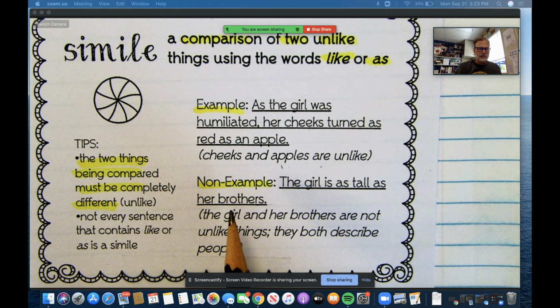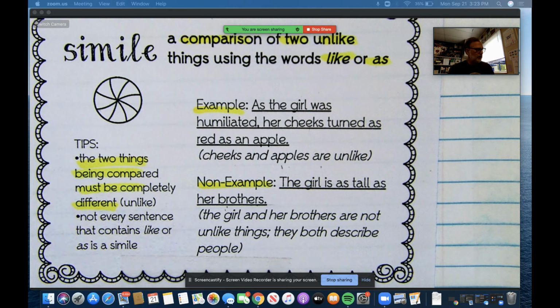Now, a non-example is this one here: the girl is as tall as her brothers. That doesn't work as a simile because the girl and the brothers are both human beings. So when you're comparing a human being to a human being, you're not making a simile. So again, here's a tip. The two things being compared must be completely different or unlike each other. Therefore, not every sentence that contains like or as is a simile.